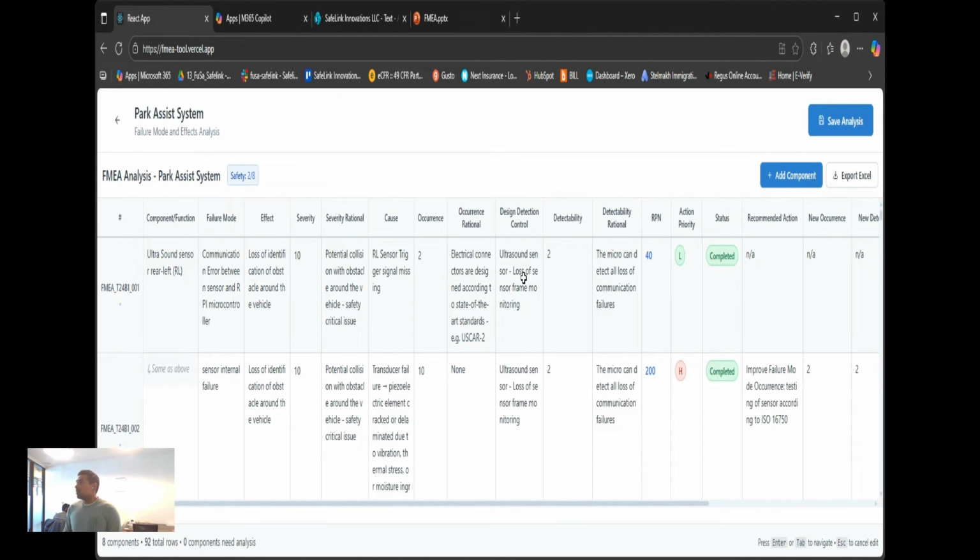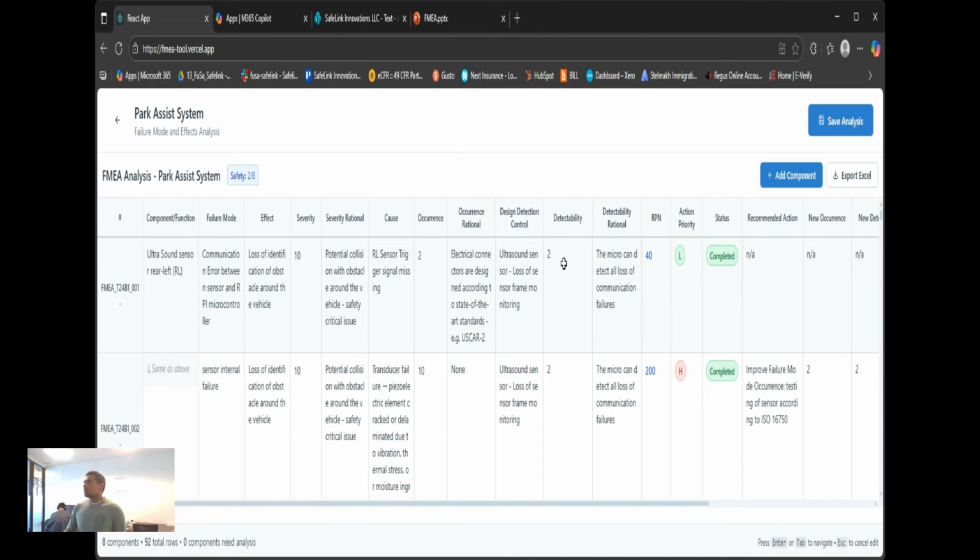Then we can also build some detection measures. For example, you can, in the microcontroller, build some mechanisms to see, I send a signal to the sensor, am I receiving it back in a certain amount of time? If that is not happening, then there is something wrong. So that's a way to detect a loss of communication. We say this detectability is 2, which means that we are able to detect almost all faults. So notice that the occurrence and detectability are rated very low, which means that they're very, very good measures that are in place.